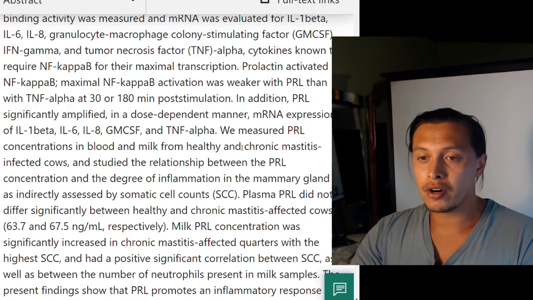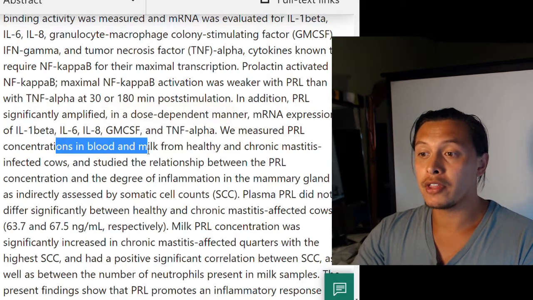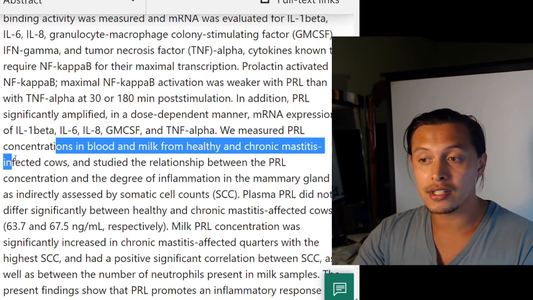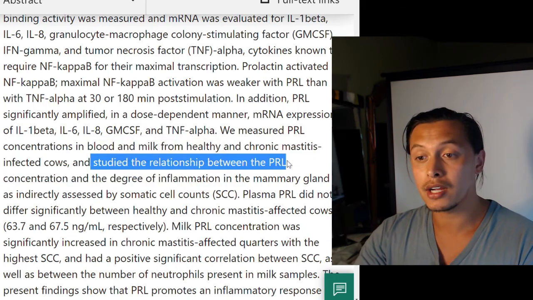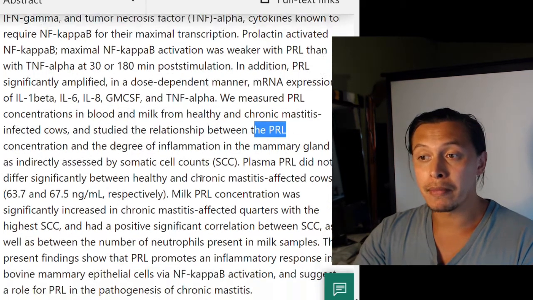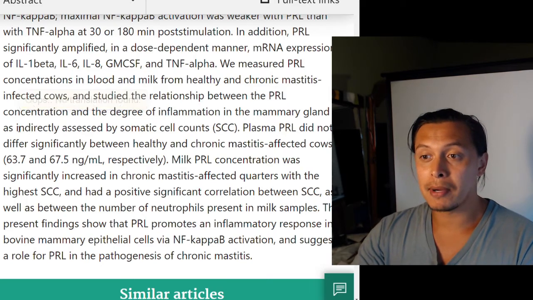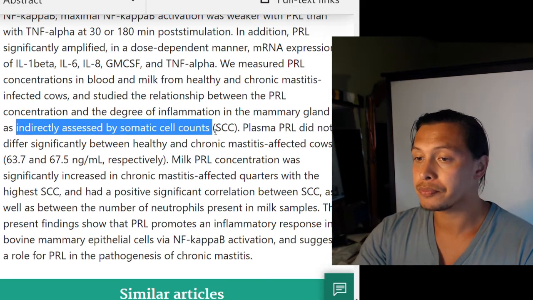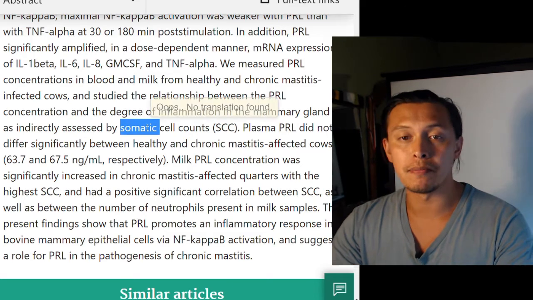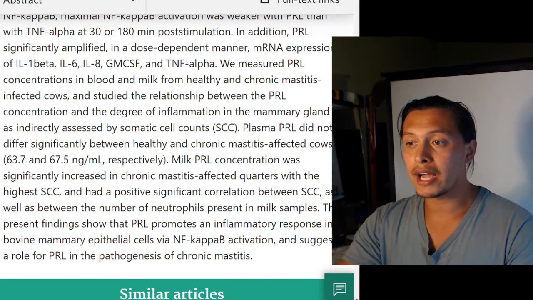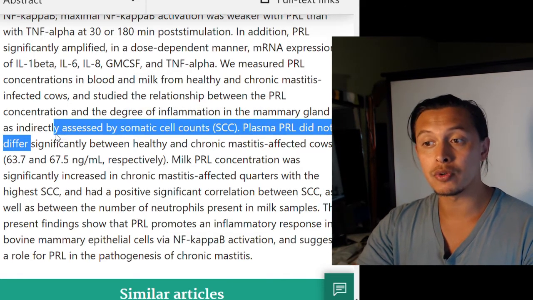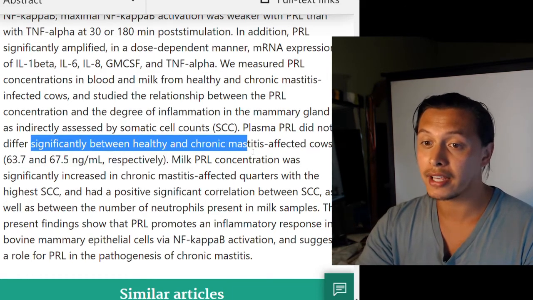So we measured PRL concentrations in blood and milk from healthy and chronic mastitis-infected cows and studied the relationship between the prolactin concentrations and the degree of inflammation in the mammary glands, as indirectly assessed by somatic cell counts. And somatic cell counts, these are the body cells. So plasma prolactin did not differ significantly between the healthy and chronic mastitis-affected cows.